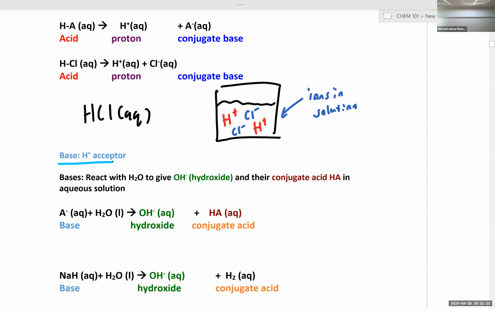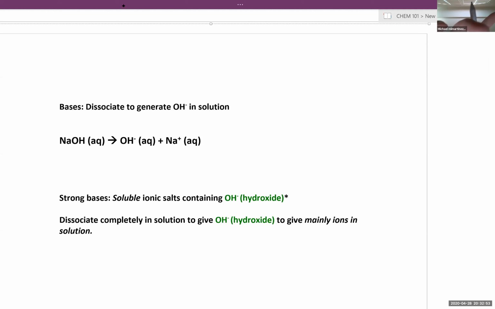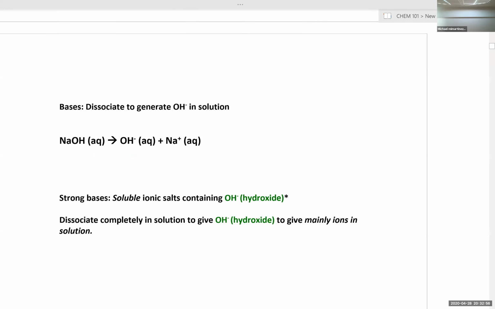Bases are an H+ acceptor. From the perspective of net ionic equations, bases can react with water to give hydroxide and their conjugate acid in aqueous solution. That's one potential way bases can generate ions. For example, sodium hydride reacts with water to make hydroxide and hydrogen gas. That's one mechanism of base behavior. The far more common one, which I want you to focus on in this chapter because it comes up way more often in net ionic equations, is that bases dissociate to generate hydroxide in solution.